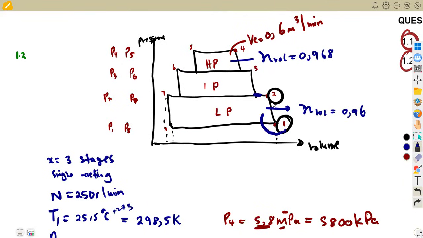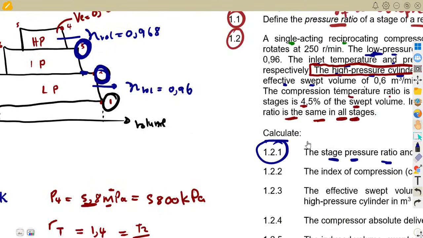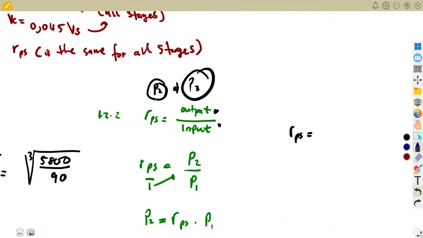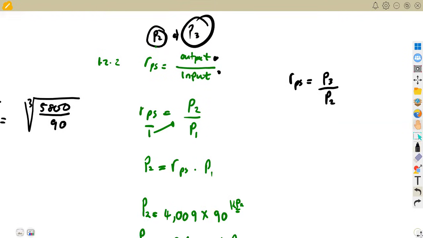Like we said, input, output. So this is now the input, and this is our output. The ratio states it's output over input. So our output is P3 and the input is P2. So it's going to be P3 over P2. Let's write our formula here. This time, it will be P3 over P2. As we can see, we have a formula there, and we can calculate whatever we want.